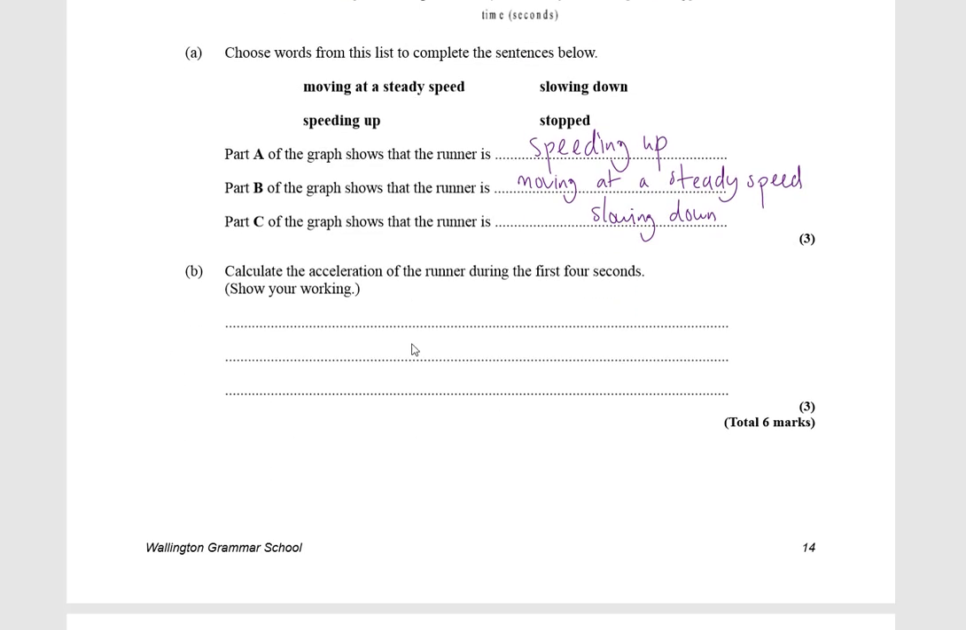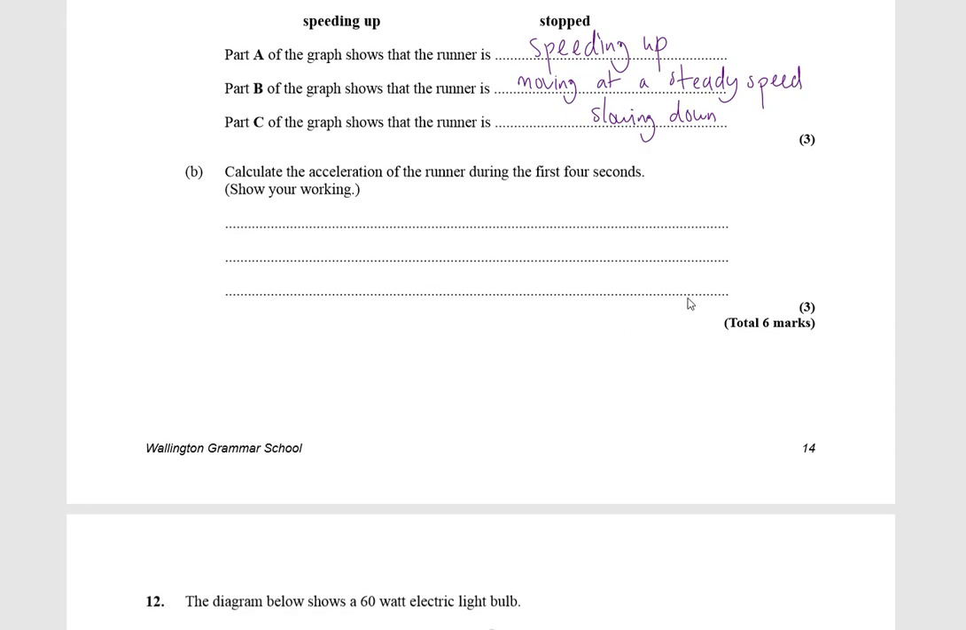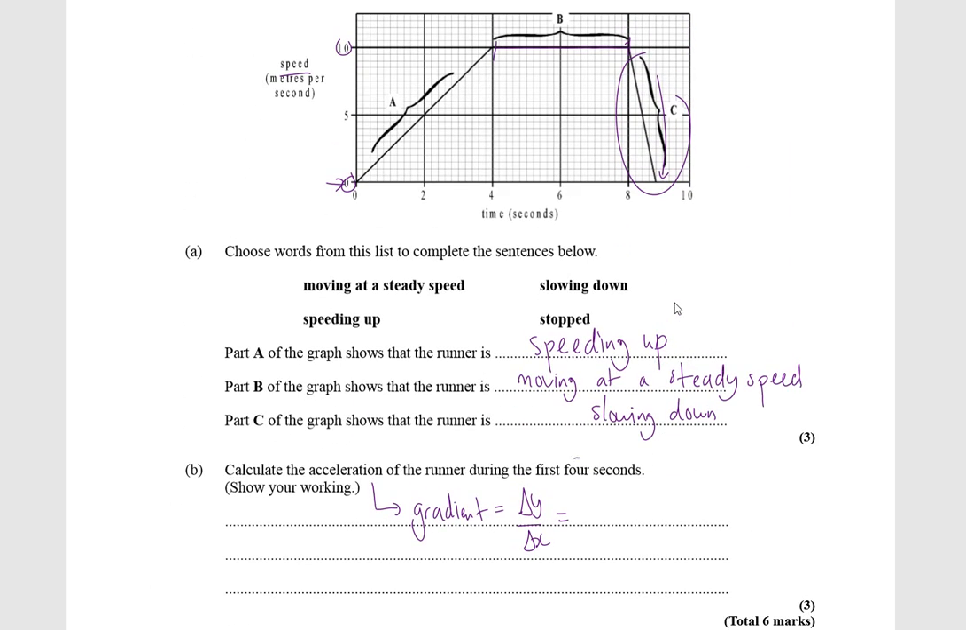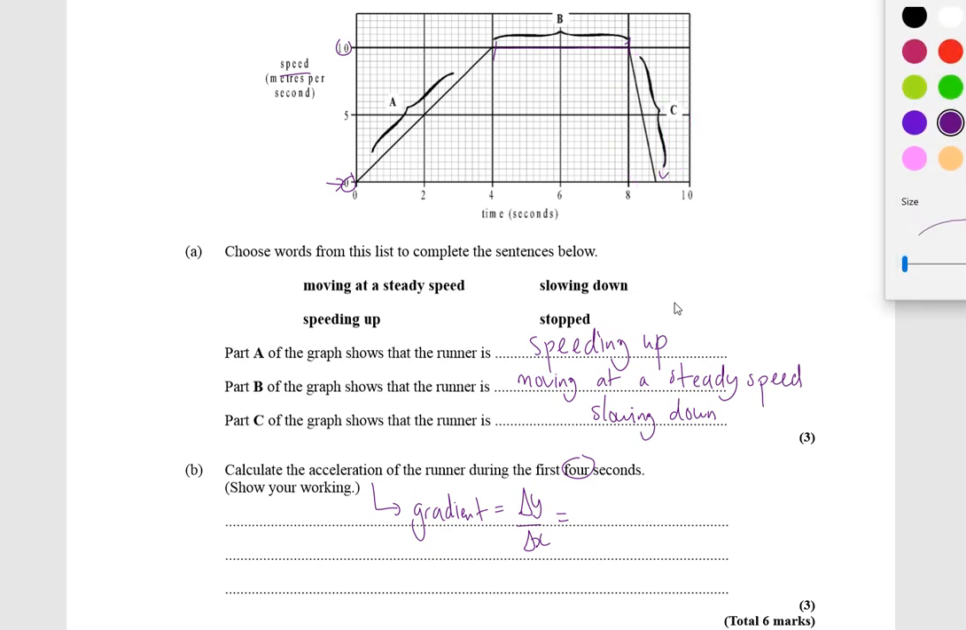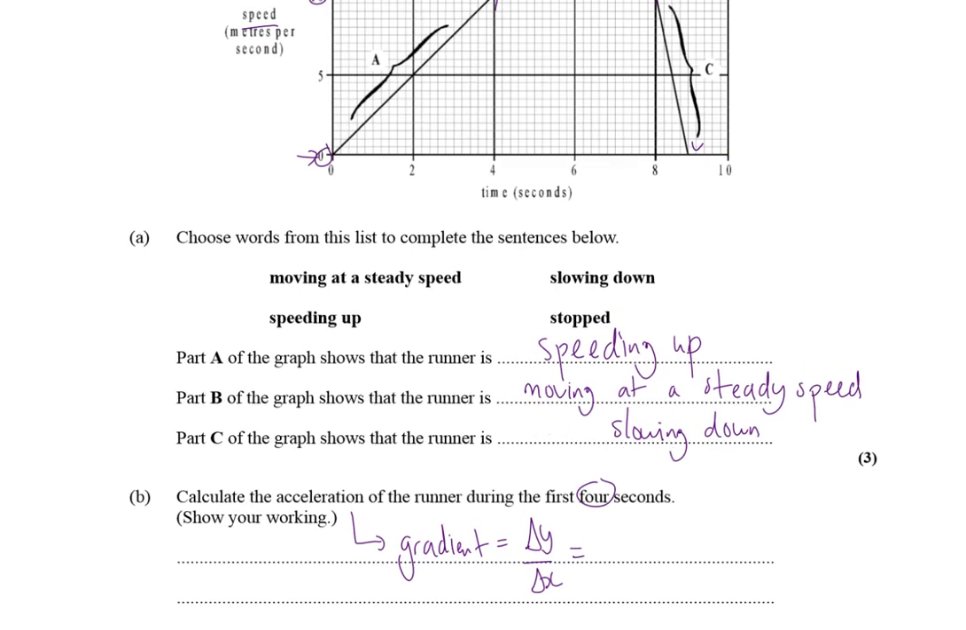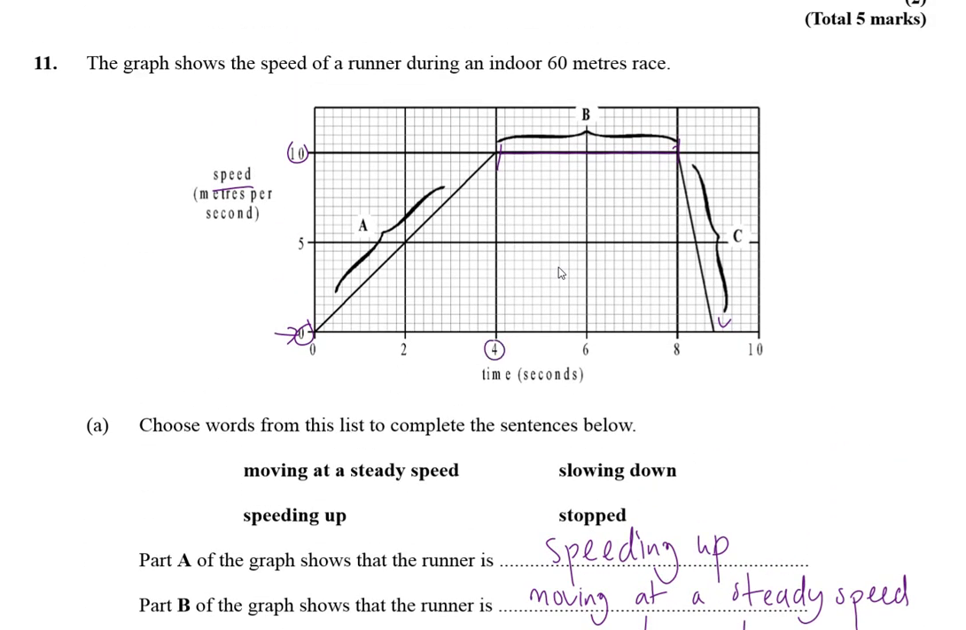Okay, now calculate the gradient. Now what we need to understand is that the acceleration is the gradient. The gradient is the change in y over change in x. So in the first 4 seconds, I'll get rid of that. We're going to zoom in and see where the first 4 seconds are. The first 4 seconds is here. So I have my straight line. This line here is my change in y, and this is my change in x. And this is my triangle.